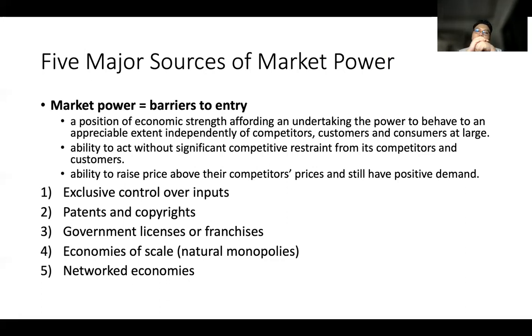So what are the five major sources of barriers to entry? What gives them market power in essence? Number one, exclusive control over inputs. So inputs again, labor, capital, land, those used to produce output. Next is patents and copyright. So if a firm is given a patent or copyright, they're the only ones who can produce that kind of output. And then government licenses or franchises, economies of scale, that's what we discussed in natural monopolies, and network economies.